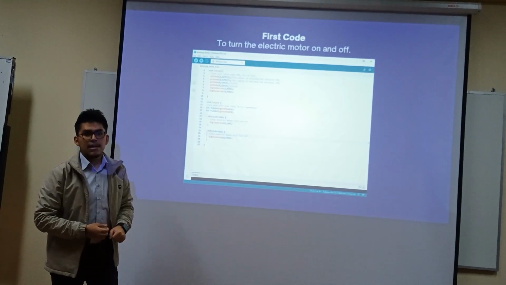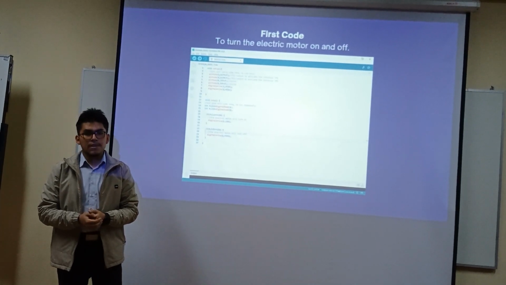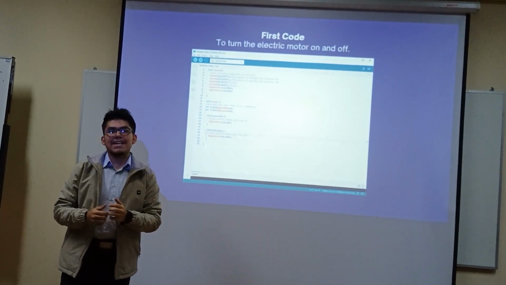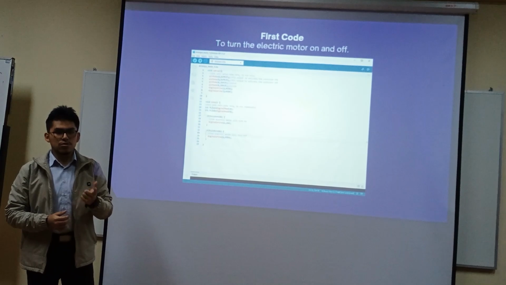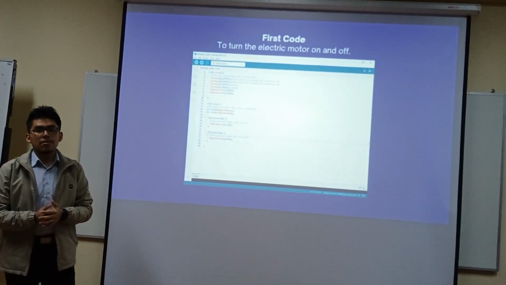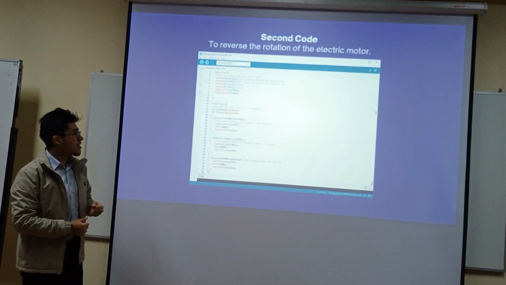And the second part is the loop function. The loop function continuously reads the states of the push buttons. If pulse A is pressed, or is low, it turns on the motor by setting the output of pin 2 to low. If pulse B is pressed, or is low, it turns off the motor by setting the output of pin 2 to high. Next, please.